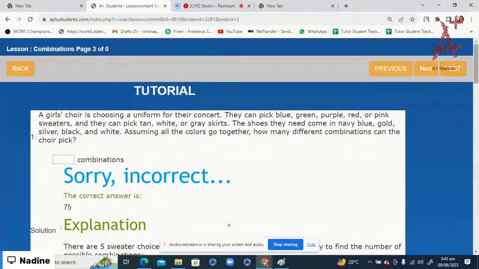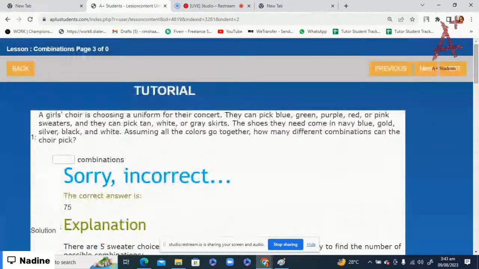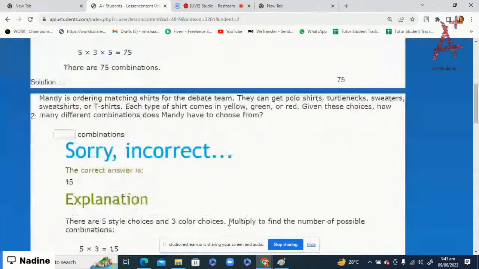Okay, then move to the next. So you solve this question by yourself. Question 2. Mandy is ordering matching shirts for the debate team.